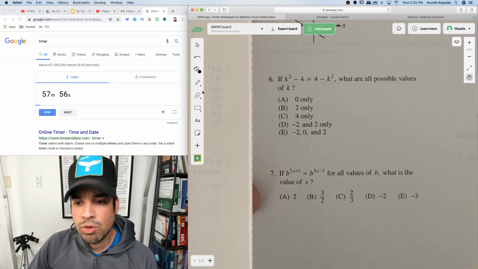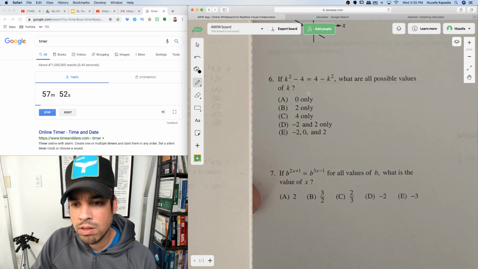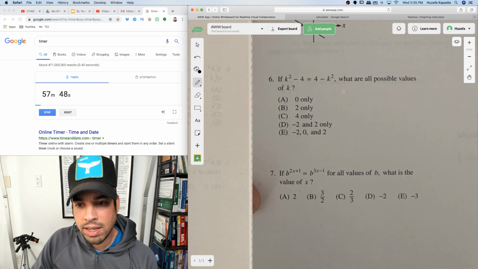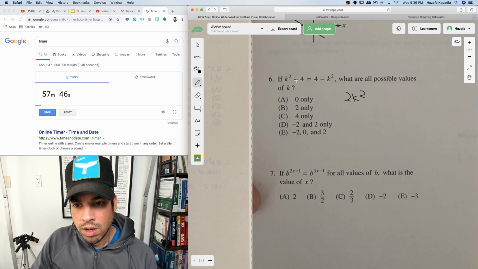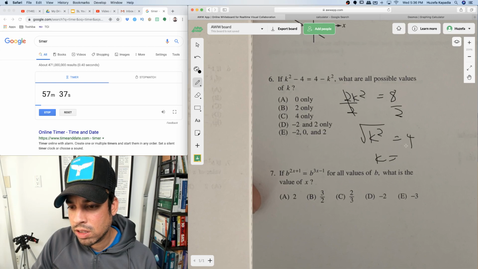If k squared minus 4 equals 4 minus k squared, what are all possible values? Well, let's factor that, I guess. Wait, no, let's isolate. Add k squared to both sides, 2k squared. Add 4 to both sides equals 8. Divide by 2. K squared equals 4. K equals, take the square root, plus or minus 2.